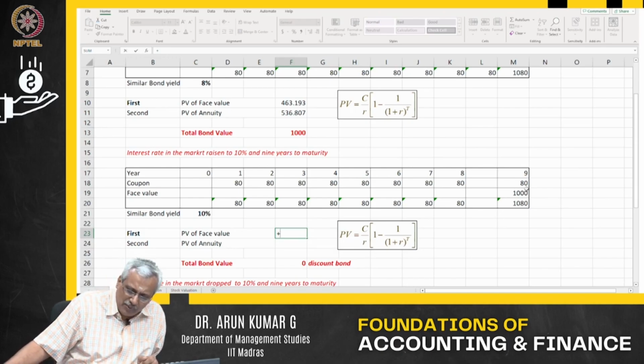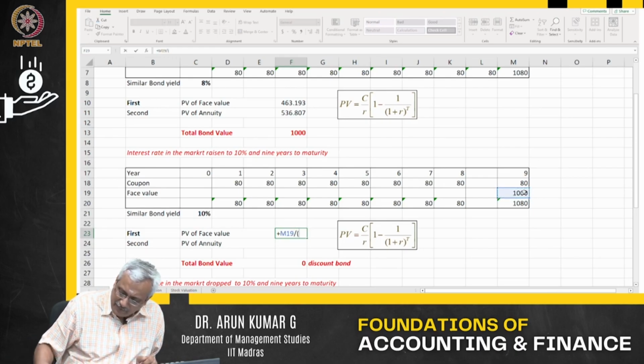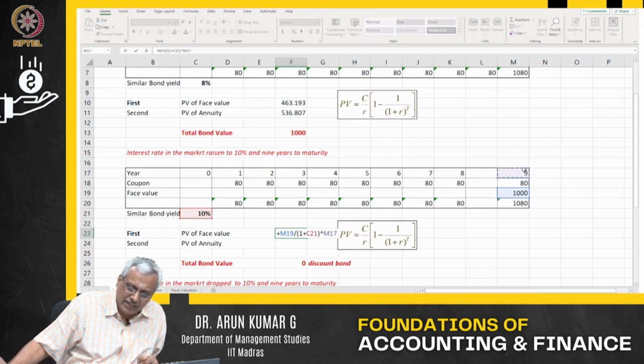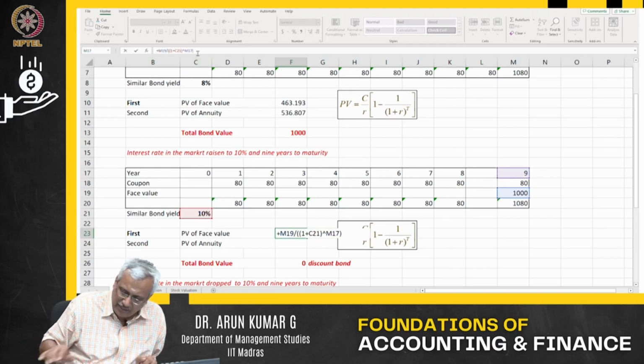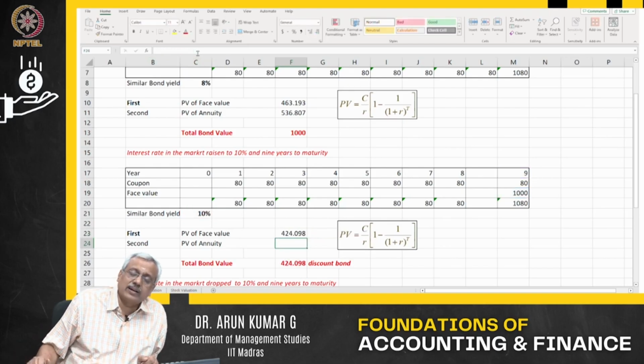The face value I am going to get at the end of 9 years. What is my expected return? My expected return in this particular case is 10%. How many years am I going to wait? 9 years is when I am going to get this money. So what is the present value of the face value? The present value of the face value, yes, I have calculated.